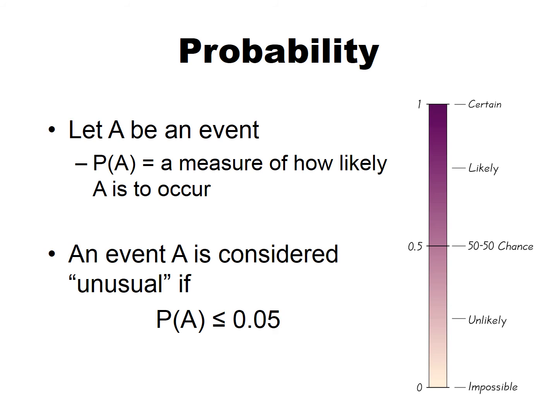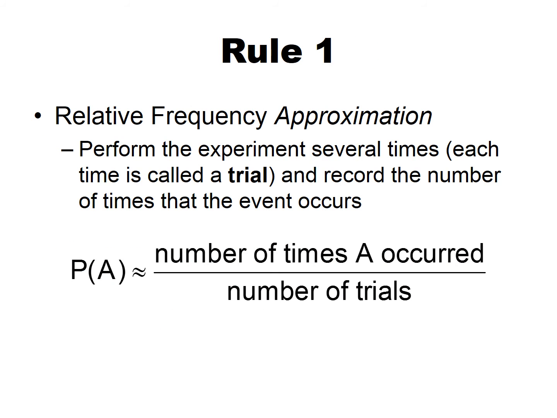And then one kind of magical number in probability and inferential statistics is 0.05. An event is considered to be unusual if its probability is less than 0.05. So if you ever take a statistics class, you'll see that number 0.05 come up a lot, and this is why. Now we're not going to see it here in this class, I just thought I'd mention it.